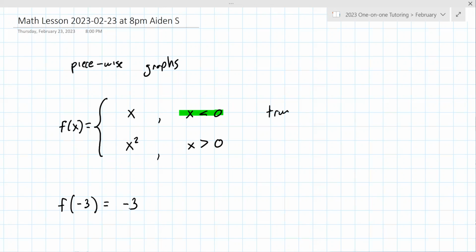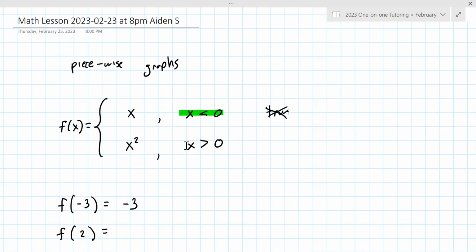-3. All right, but what if I asked you about f of 2? Okay, so you go back to your inequalities and start here. Is 2 less than 0? No. That is not true, so that's false.